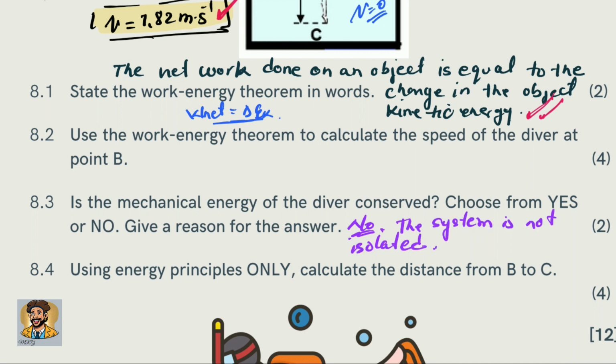Using energy principles only, calculate the distance from B to C. They want us to use energy principles. Therefore, we can use the law of conservation of energy. The work done by the non-conservative forces is equal to the change in kinetic energy plus the change in potential energy. We can break this one down even more. We can move this one more to the left. There's enough space for this one.